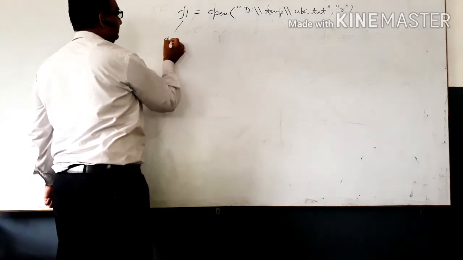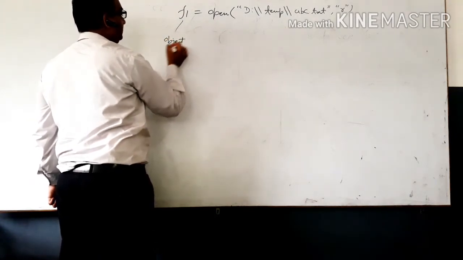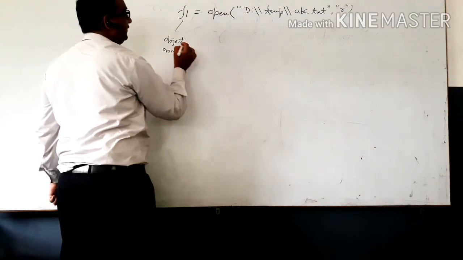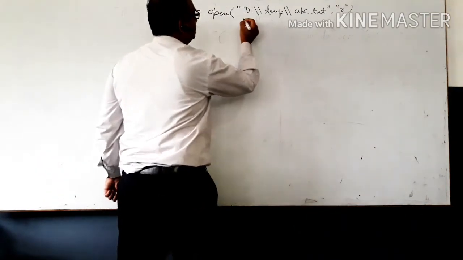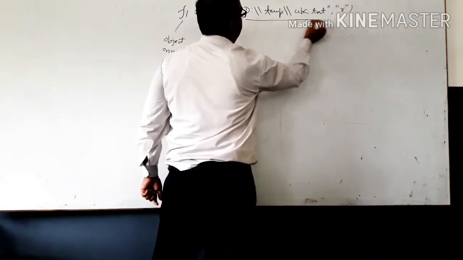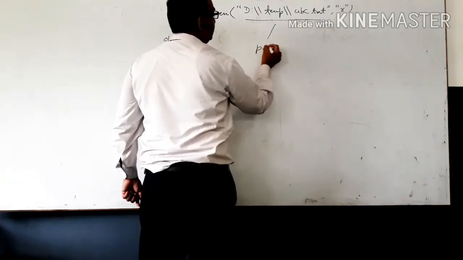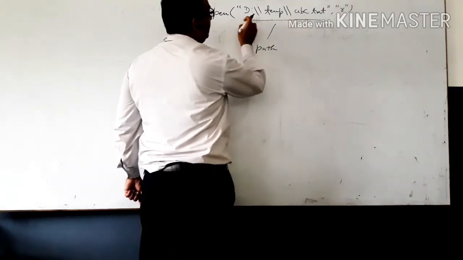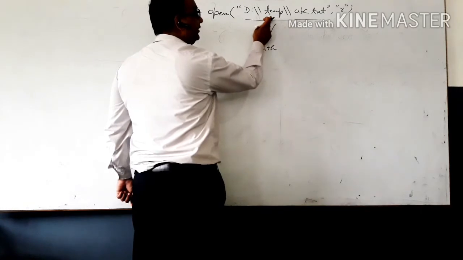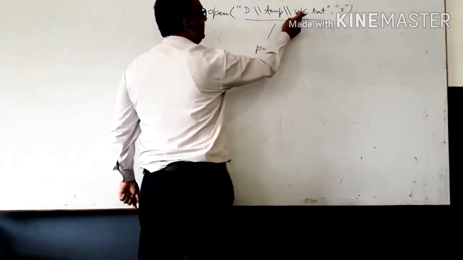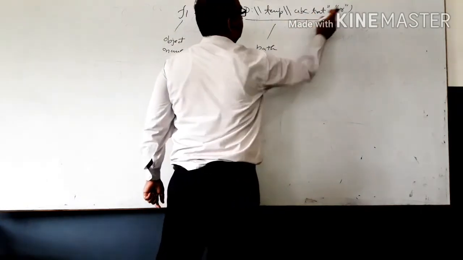That is the object name, and it is also known as the file handle. This is the open function. Now this is the path. Path means the file location: D colon temp is the folder. The temp folder contains the abc.txt file, and this is the read mode.